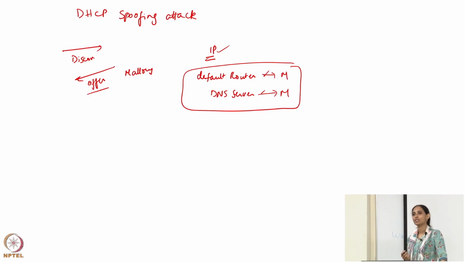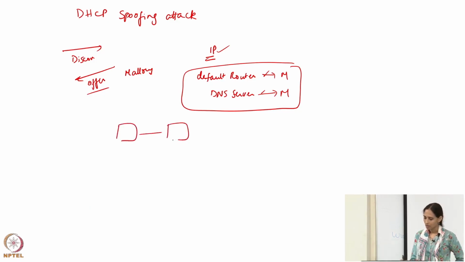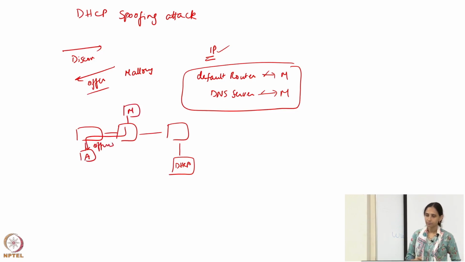Again, switches to the rescue. Switches have to do something else. So, what do switches do? Let us again look at the switches. Let us say this is the DHCP server, and this is Alice that wants an address, and somehow Mallory is sitting here and is passing offers to Alice. What can the switch do?